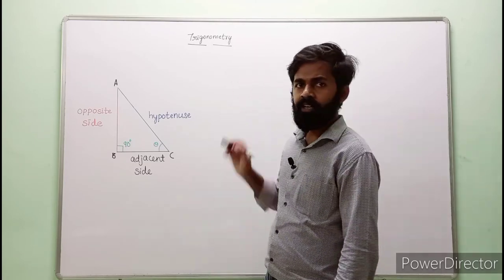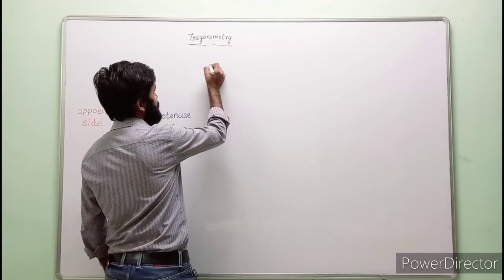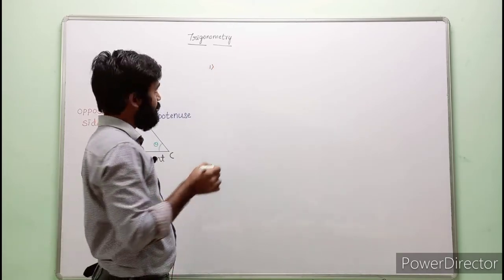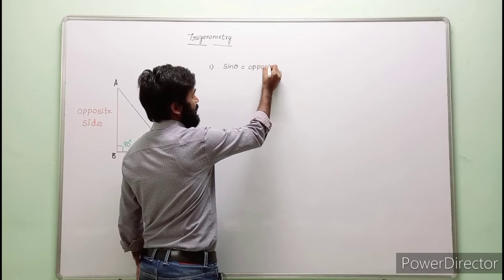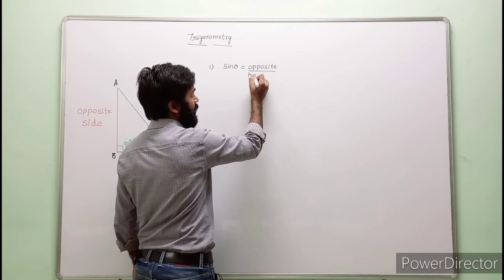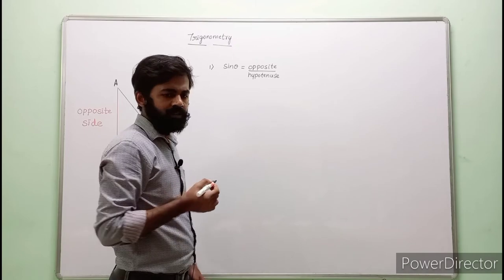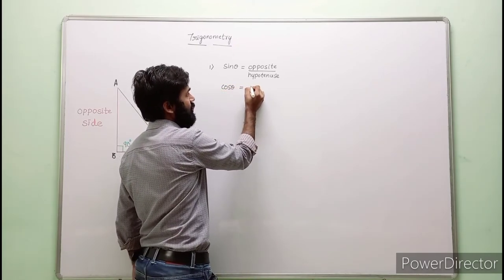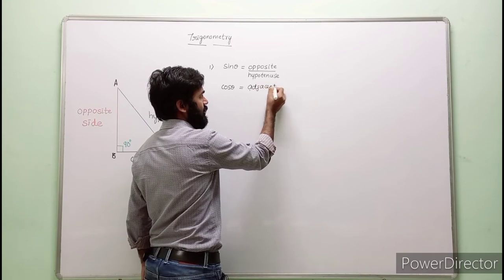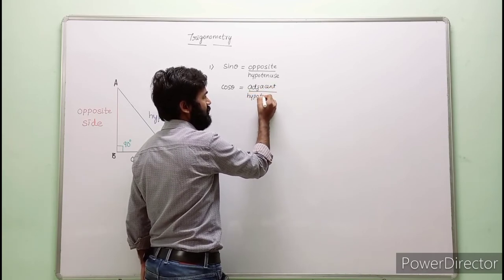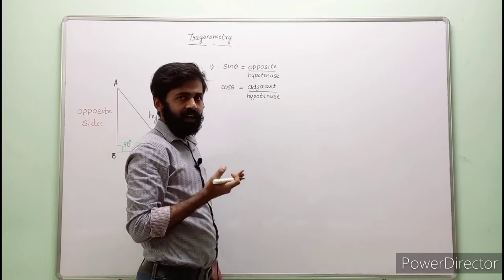In this session, we will derive a few important derivations in the trigonometry chapter. Let's derive the first formula. We have seen sine theta as opposite by hypotenuse, and cos theta is adjacent divided by hypotenuse, right? Now what happens if you divide sin theta and cos theta?